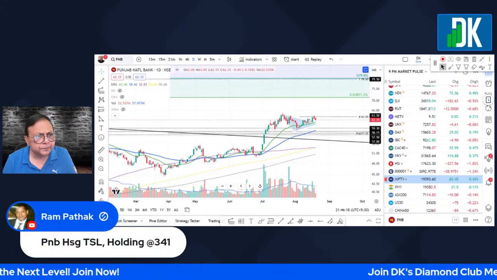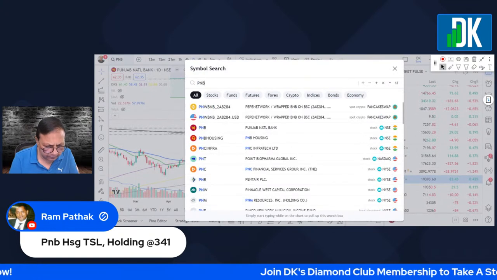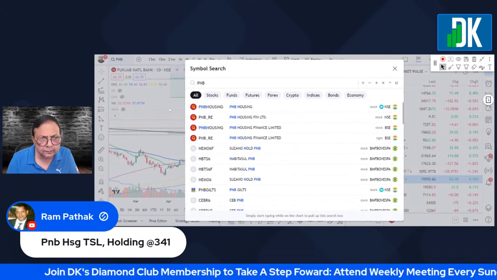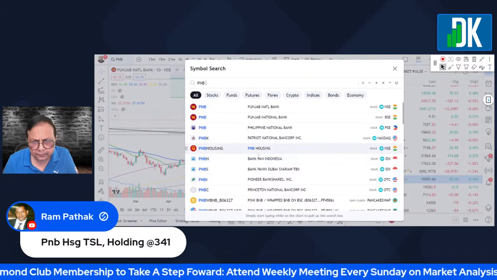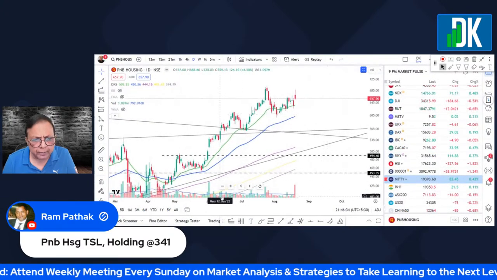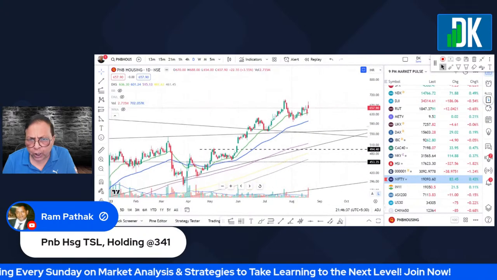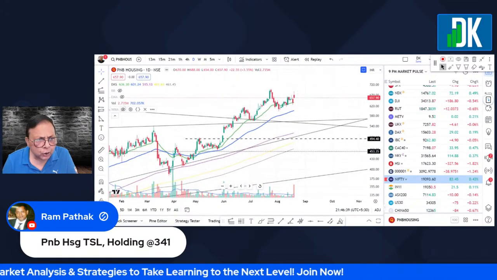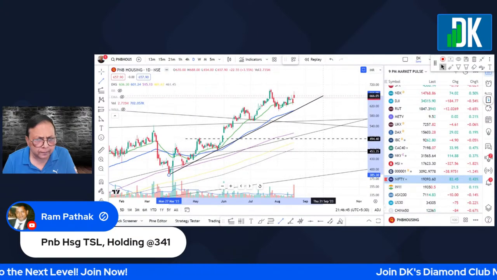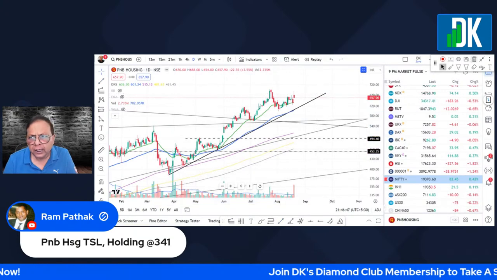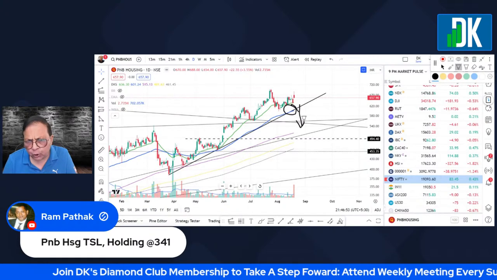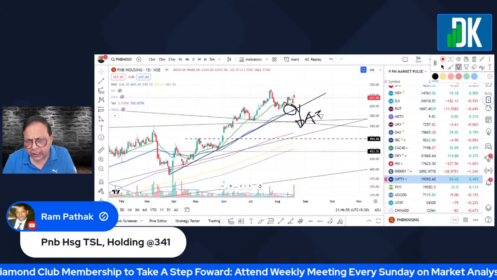PNB Housing. If you are a positional trader, holding it since long, then you should follow this trend line. This trend line is holding good. This is the trend line you should follow. This trend line is also coinciding with EMA 55. So 1 ATR below this trend line could be your trailing stop loss.